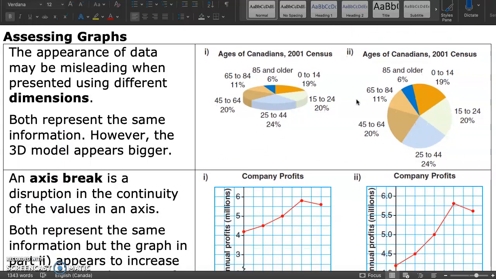Assessing graphs. The appearance of data may be misleading when presented using different dimensions. Both represent the same information, however, the 3D model appears bigger. So if you look at this sector, this looks larger because it's on this face, and this overhead view represents the relationship between the different age categories in a less biased way.